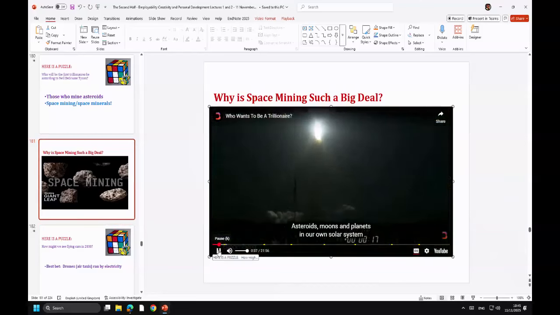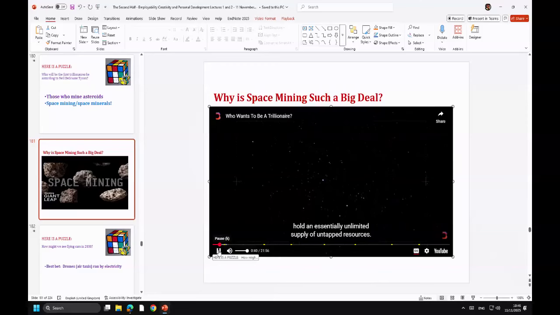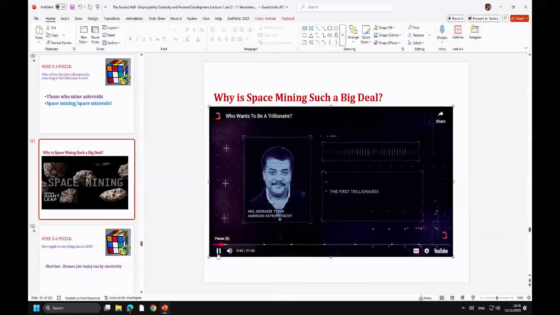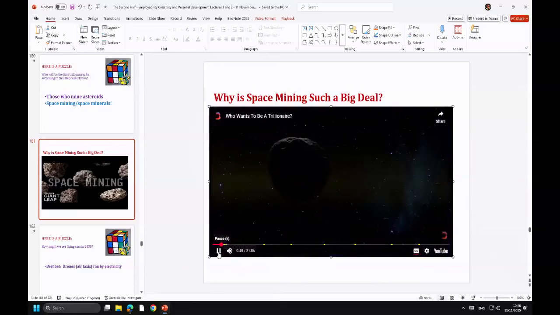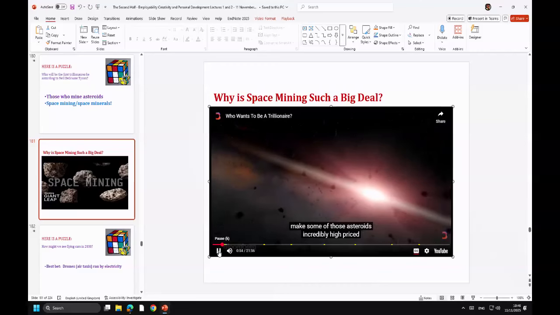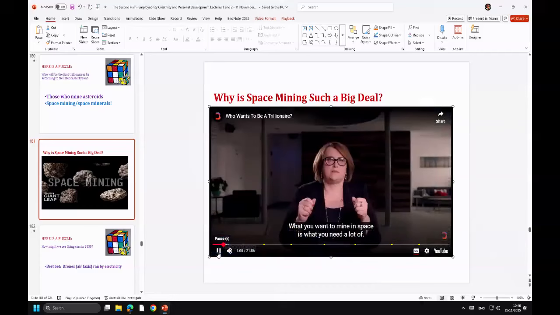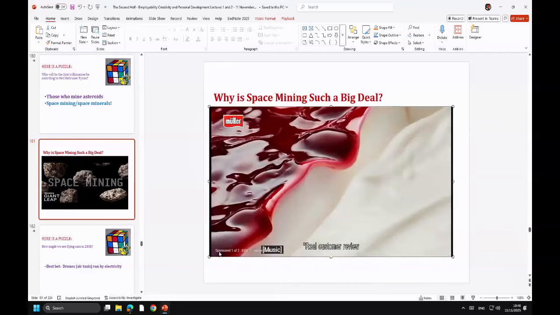Asteroids, moons, and planets in our own solar system hold an essentially unlimited supply of untapped resources. The first trillionaires will be those who mine asteroids. Resources like gold, platinum, and rare earth metals make some of those asteroids incredibly high-priced, but the most valuable element may be our most basic one. What you want to mine in space is what you need a lot of.